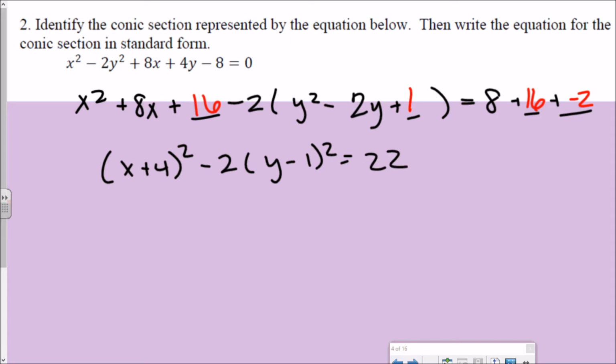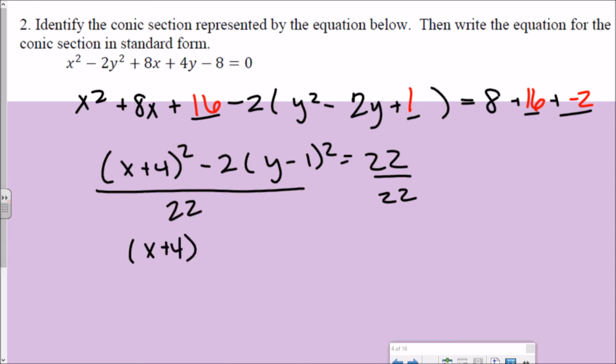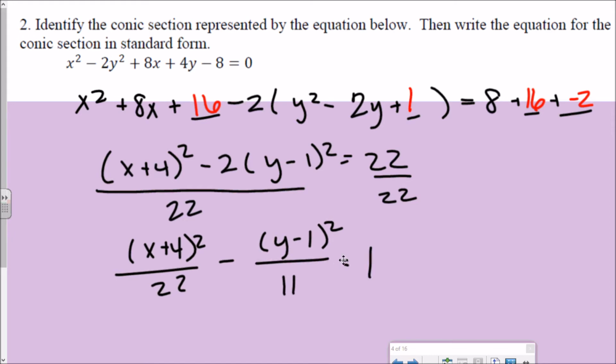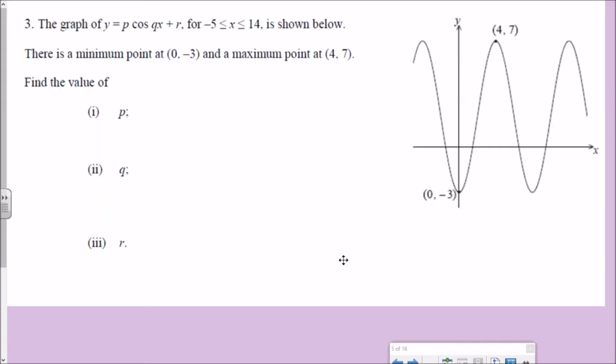Now, again, we know it's a hyperbola, so my goal is not to get rid of this 2. There will be numbers on the left-hand side. There's nothing I can do about that. My goal is to get rid of this 22, so I'm going to divide both sides by 22 to make the right-hand side 1. 2 over 22 is 1 over 11. And there we go. There's our standard form.